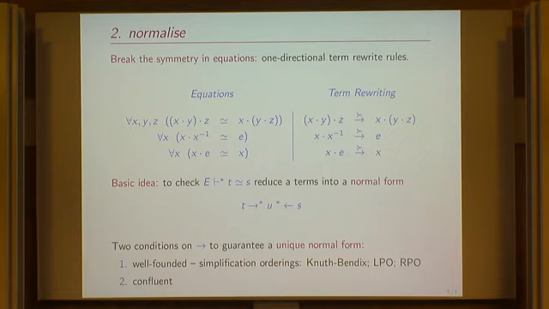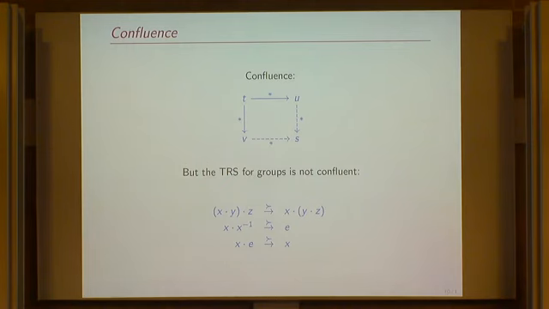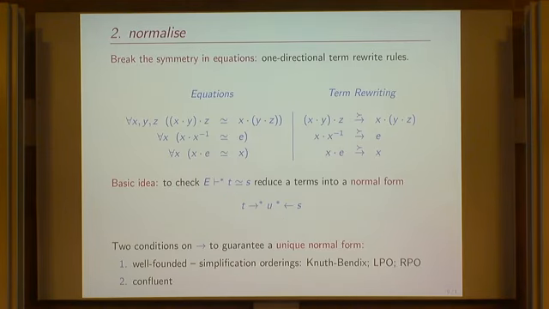Okay, so this is one ingredient, and another ingredient is confluence, in order to achieve these unique forms. Are there similar algorithms for LPO and RPO? Yes. So for LPO it was shown to be an NP-complete problem, whereas for Knuth-Bendix we showed that it is polynomial.